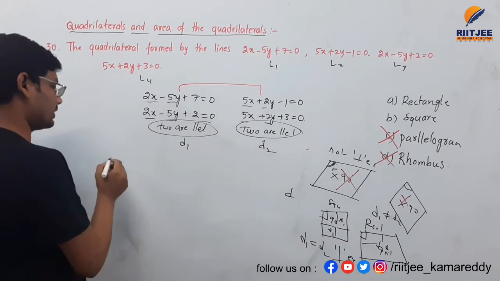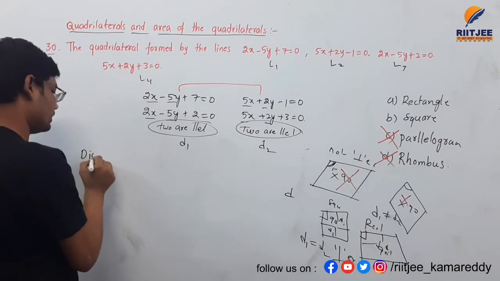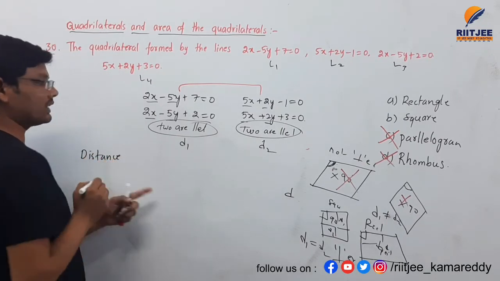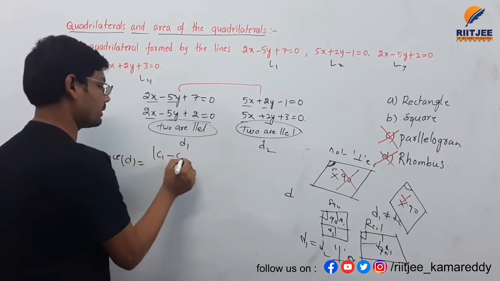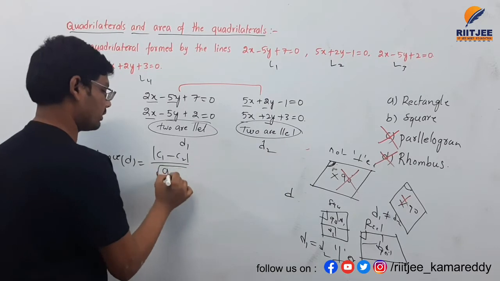So we can find the distance using the distance formula. When two lines are parallel, the distance formula is D is equal to modulus of C1 minus C2 by square root of A square plus B square.